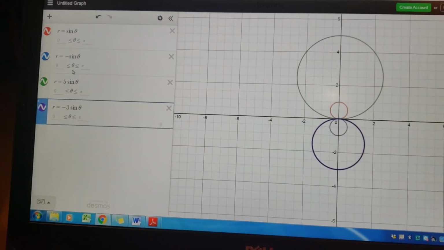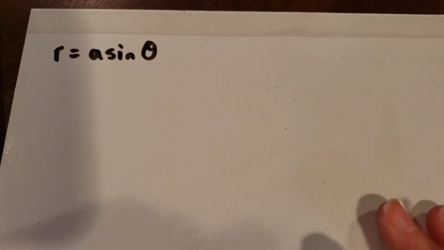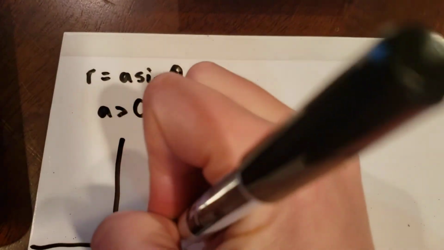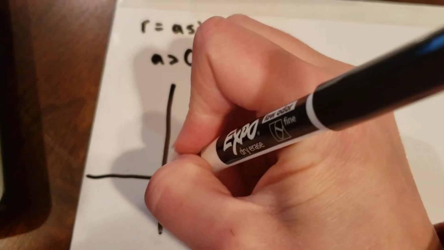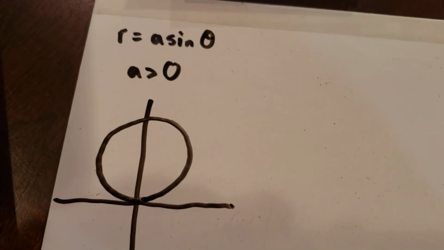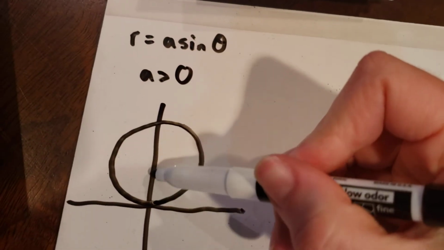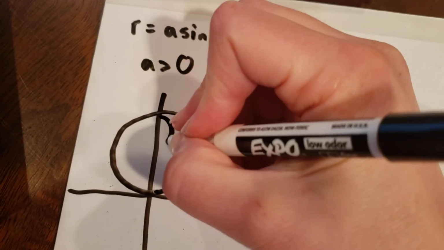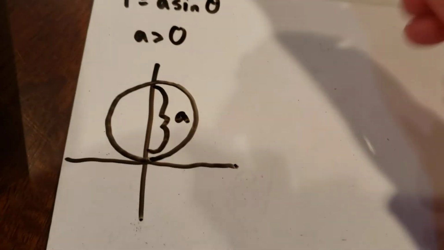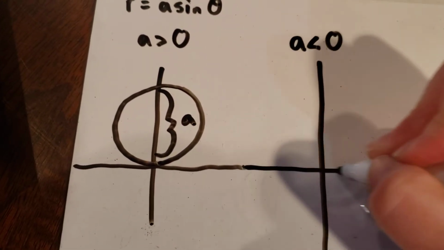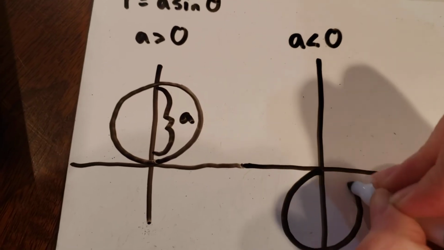So now let's wrap up r equals a sine theta. For all polars of the form r equals a sine theta, when a is greater than 0, you're going to have a circle that's tangent to the line y equals 0. Think about this: sine is the y coordinate. Notice it's opening up from the center. That is a length of a. If a is less than 0, it's opening like this.